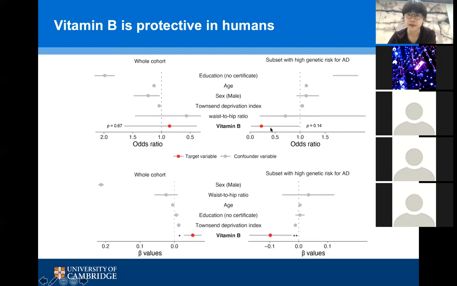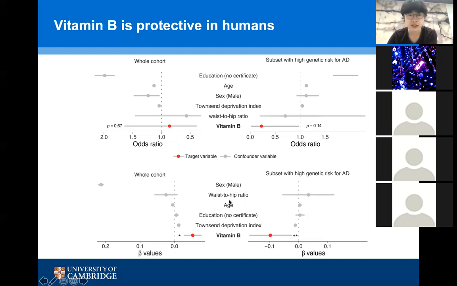that if you have a high risk of Alzheimer's disease and you take this drug, it's more effective than if you have a normal risk of Alzheimer's disease and you take this drug. So that's fairly encouraging towards the hypothesis that vitamin B is protective against Alzheimer's disease in humans.